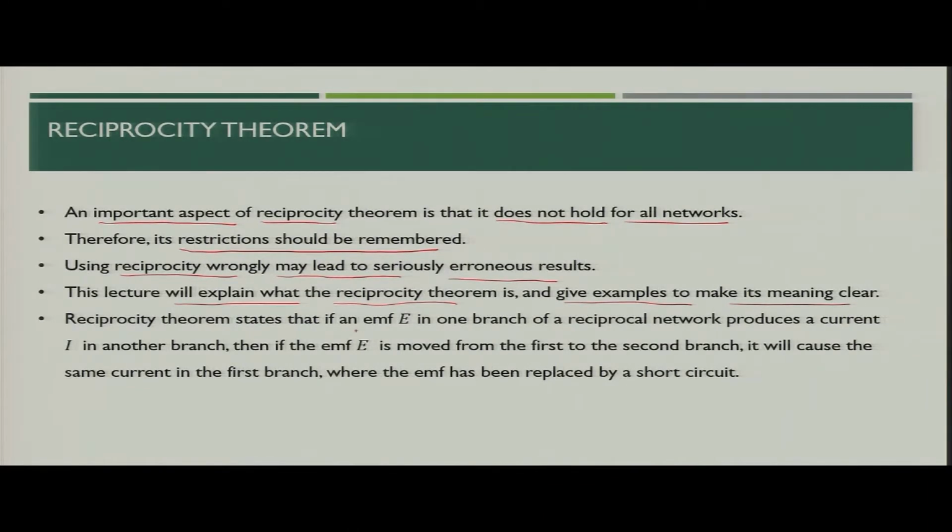The theorem says that if an EMF E, EMF being electromotive force, in one branch of a reciprocal network produces a current I in another branch, then if the EMF is moved from the first to the second branch, it will cause the same current in the first branch, where the EMF has been replaced by a short circuit. So, let us understand this definition with one circuit.